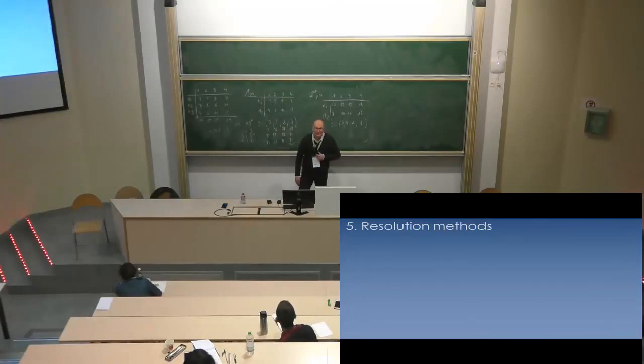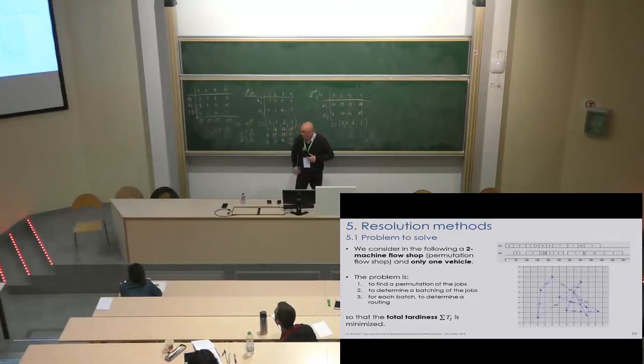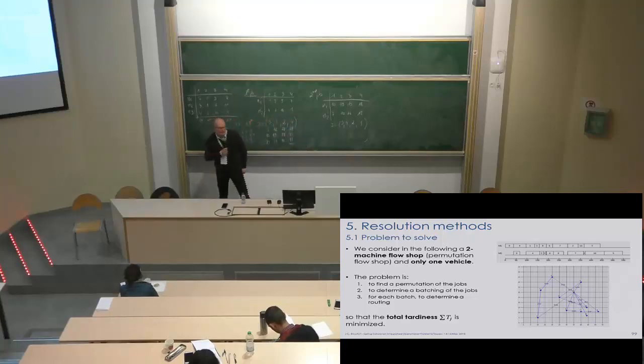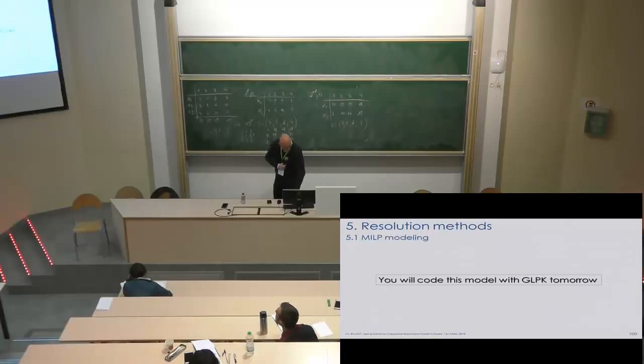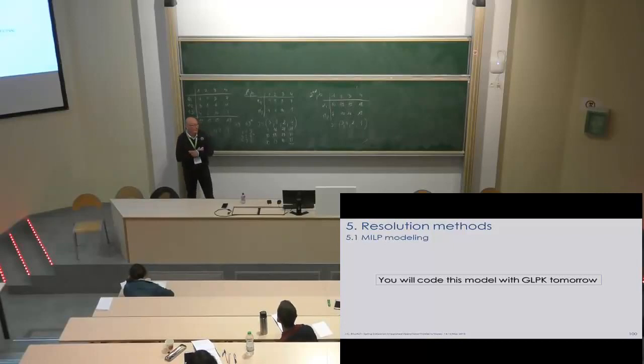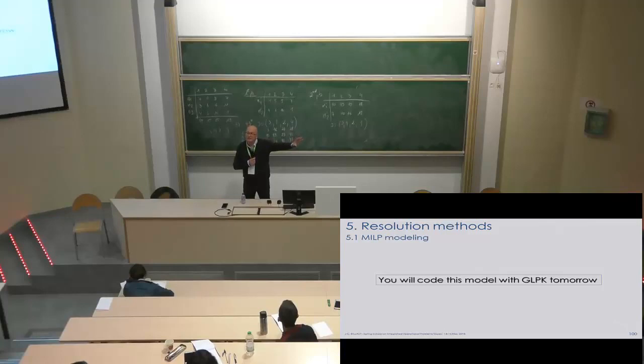Resolution methods. You're still here? Okay. I will try to go faster. We will focus now on a two-machine flow shop, only one vehicle, and minimization of the total tardiness of jobs. The model that I'm going to present now is the model that you will have to code tomorrow with GLPK. I sent you a GLPK model with a flow shop problem, minimization of total tardiness. We add the vehicle routing part.